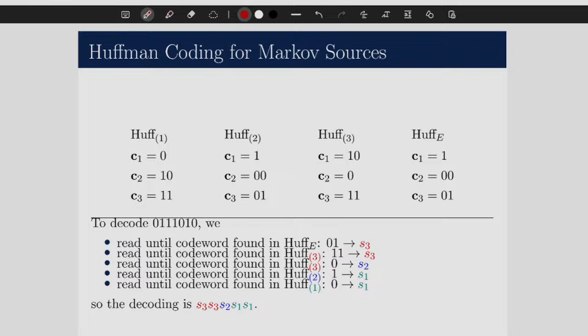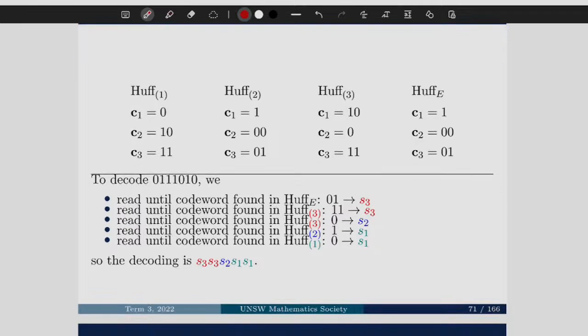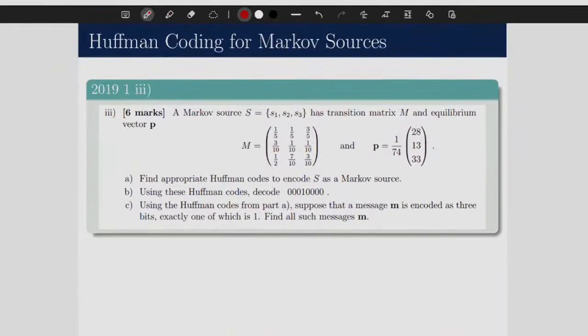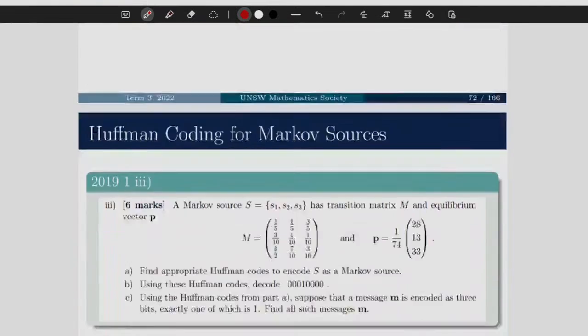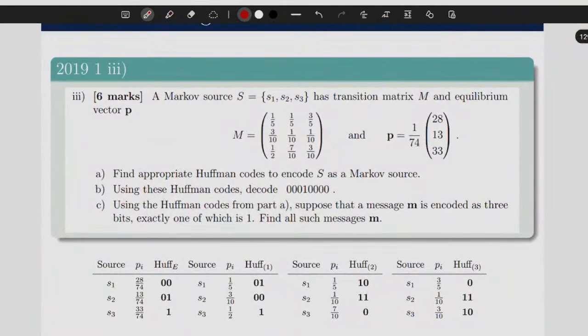Okay, now I think I have an exam question. Oh my god. Okay, but this is taken from 2019. So, a Markov source has this transition and this equilibrium. And this is already very similar to what we were already doing. Part A is basically the exact same as what we did already, so I'm just going to skip it. This is what that encoding will look like. Okay, using these Huffman codes to decode this.